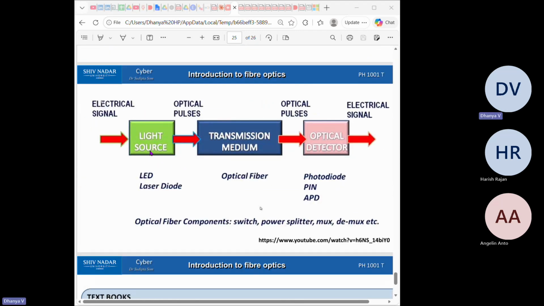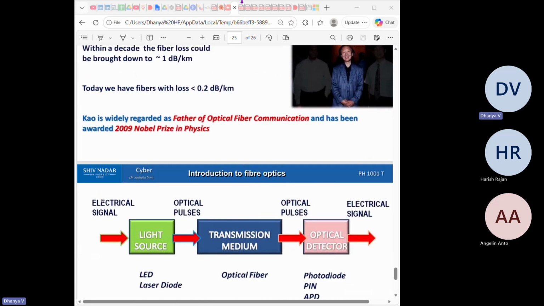So there's a light source, a transmission medium, and then the optical detector: your LED, optical fiber, and photodiode. Okay, I think we're done with the first lecture.